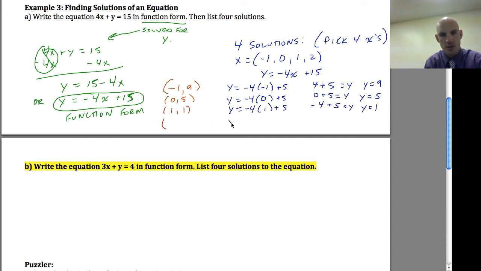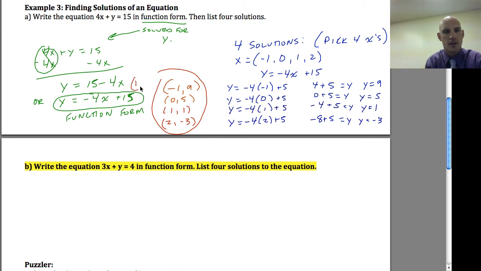My last solution, y equals negative 4 times 2 plus 15. So this is going to be negative 8 plus 15 equals y. y equals 7. So my solution is going to be 2, 7. Here are my 4 solutions. So this is the first part, this is the second part: solve for function form, put in negative 1, 0, 1, 2.